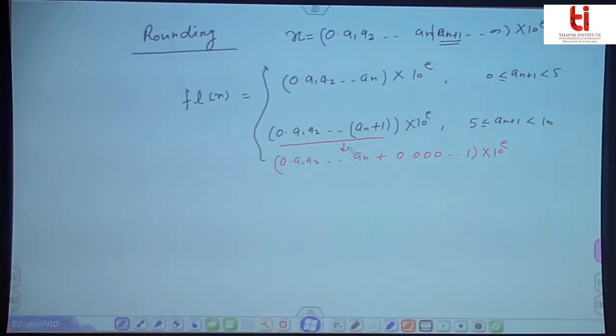So here we are having two cases: whenever a(n+1) is less than 5, or when a(n+1) is greater than or equal to 5. So we'll take case 1 first. Case 1. What we have to compute? We have to compute the absolute error whenever we are using rounding, that is |x minus floating of x|. x is this number, floating of x is this number. When we subtract floating of x from x, what are we getting?